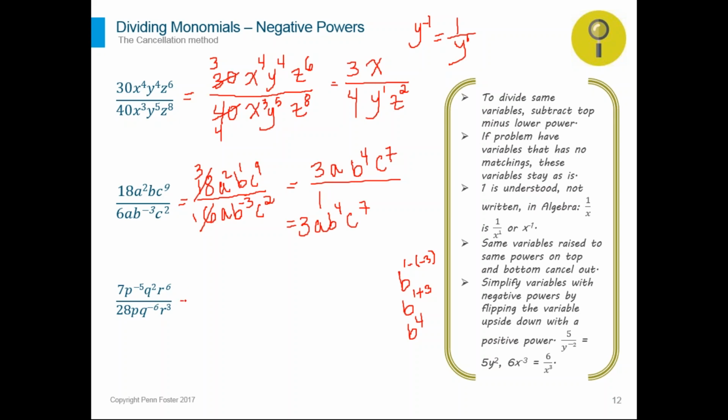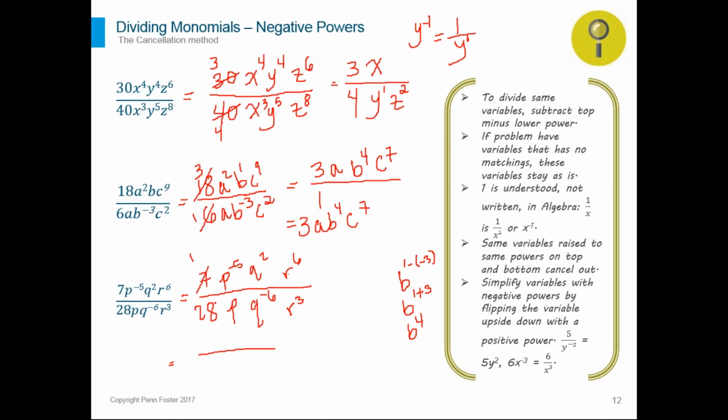And that's it. The last one I'm going to do quickly. We just now learned how to do that. 7, and you have a 28, and you have a p to the negative 5, another p there, but with a positive 1 power. You have a q to the second and a q to the negative 6 power. The last one is r to the 6th and r to the 3rd. Now it's very automatic, second nature. With practice, it's going to become second nature for you as well.